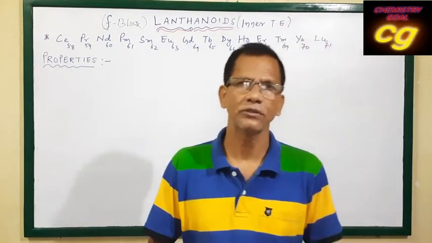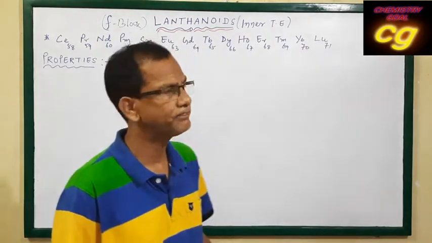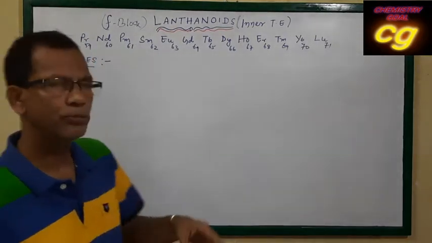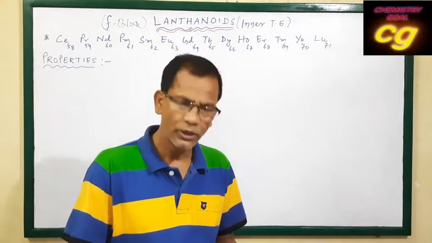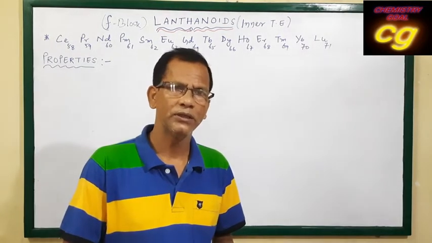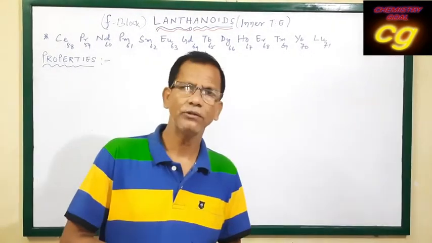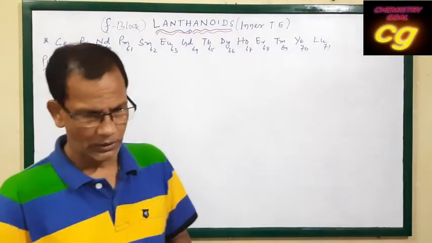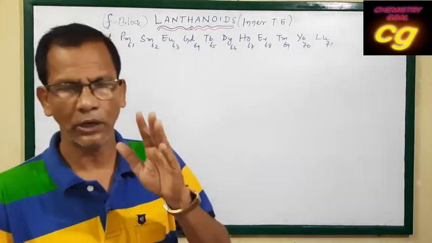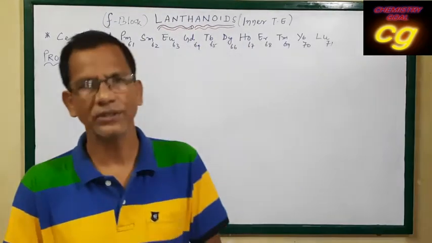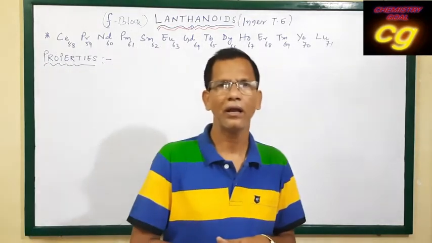Today we are going to discuss the topic that is lanthanoids. What are the properties of lanthanoids? You know that all elements are classified on the basis of their filling of electrons in the outermost subshell. So the whole table is divided into 4 blocks: S, P, D and F blocks.